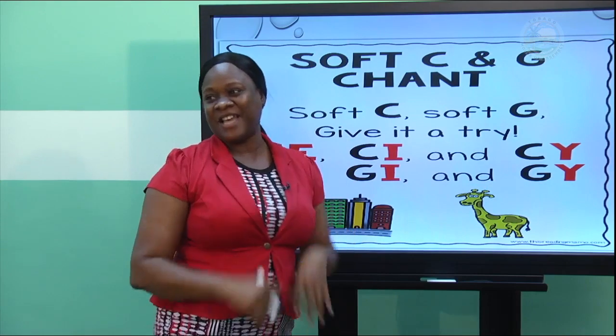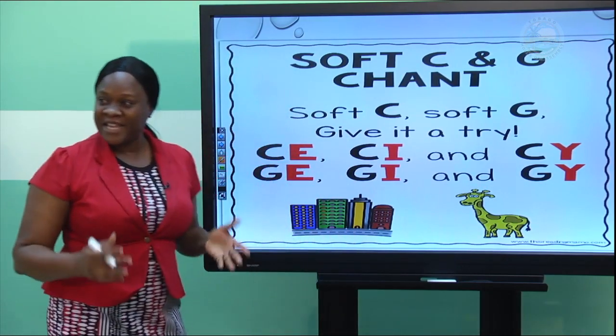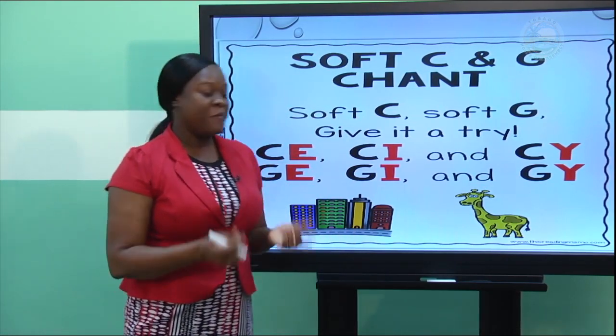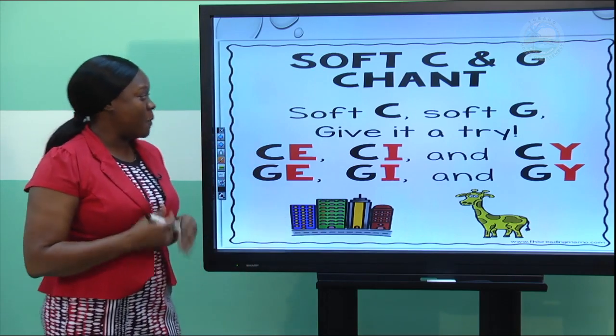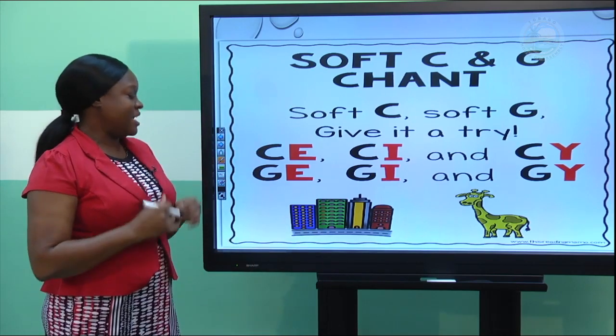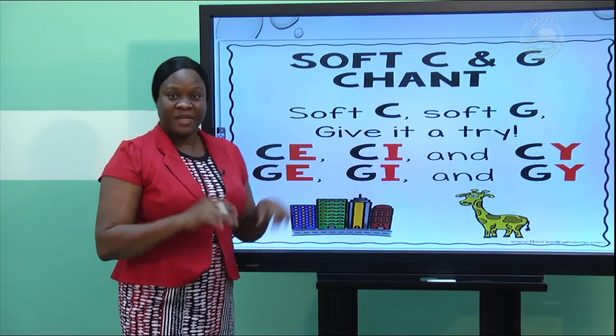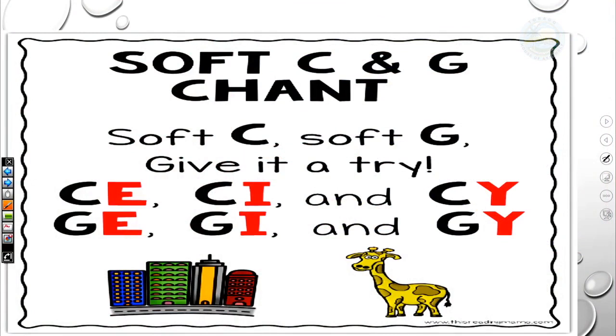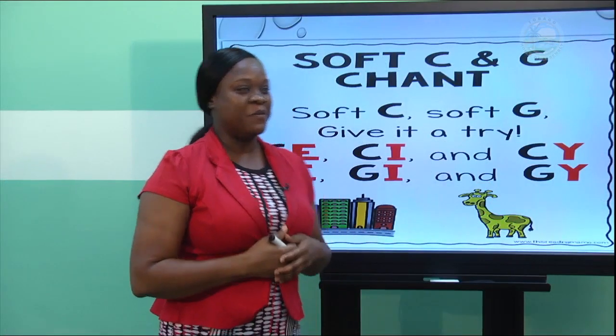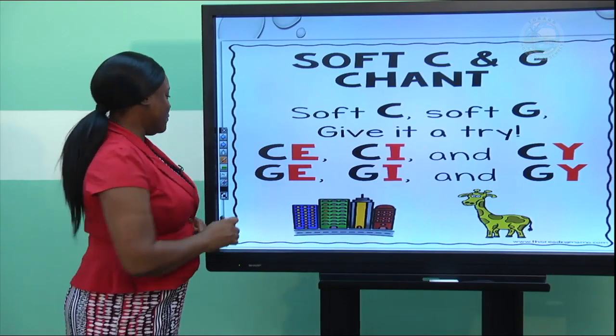Let us all sing it together. Ready? Soft C, soft G, give it a try. C-E, C-I, and C-Y. Again, soft C, soft G, give it a try. G-E, G-I, and G-Y. If you got it, I want to say hats off to you. Very well. We are going to move on now to our next rule.